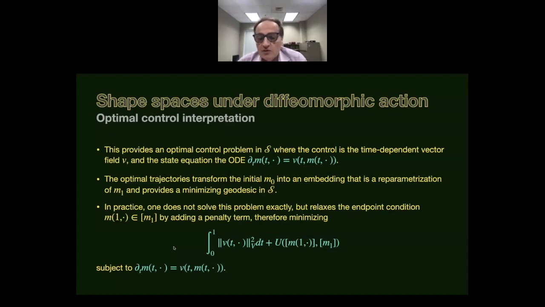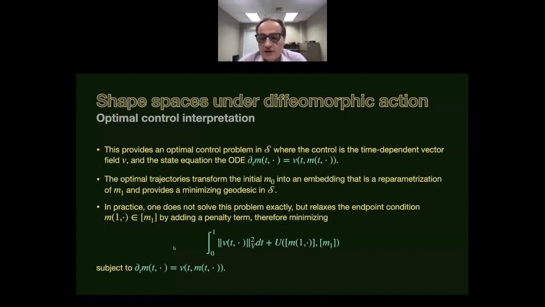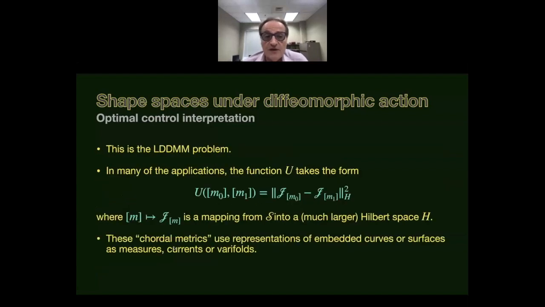Just one more point: when we solve this optimal control problem in practice, it's very difficult to solve the exact problem that is given here, where you want to exactly transform a shape into a target shape, and we just relax the fixed endpoint condition by a cost whose design is very important, but for which I will not have time to give any detail. But that provides the LDDMM problem.